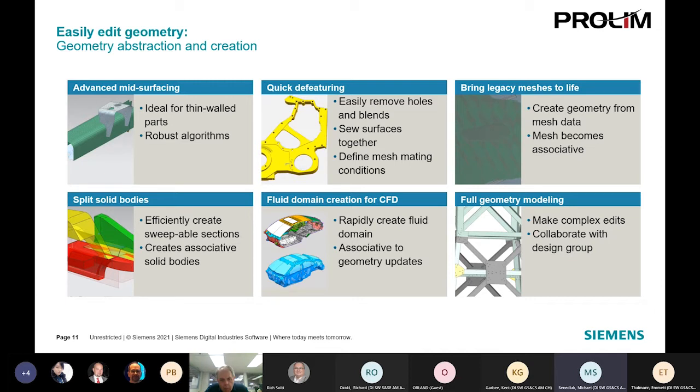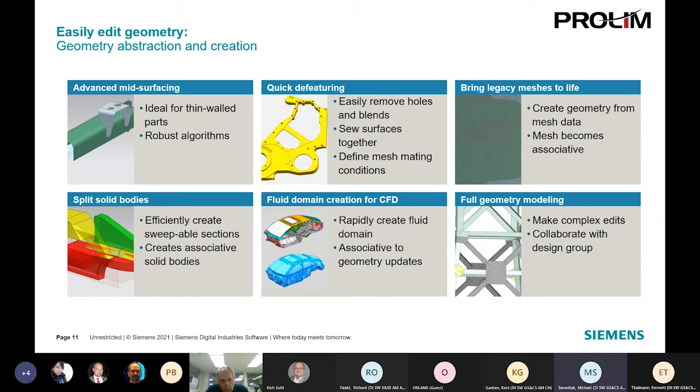Things like splitting up the bodies. There are some types of mesh where you might want to create a swept mesh. You want to be able to divide up that body to quickly build those sections of the mesh. And so we have very powerful tools to efficiently do that.